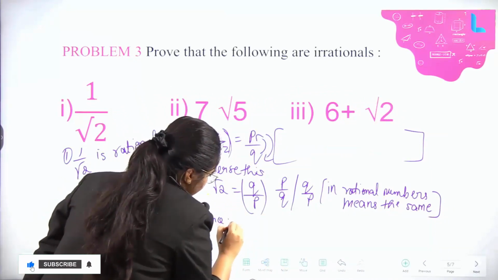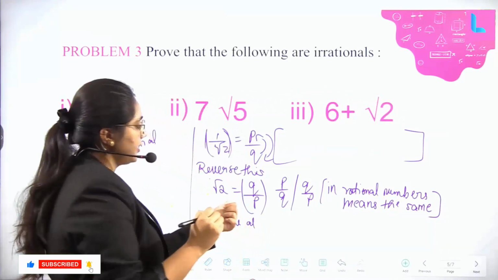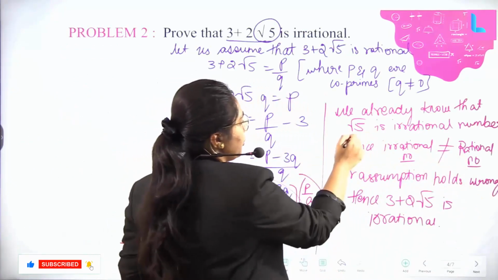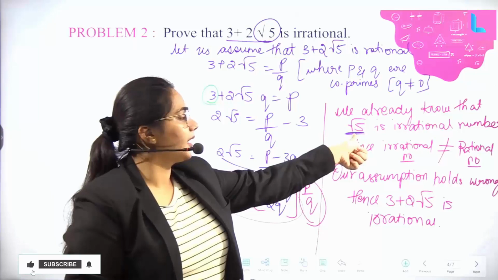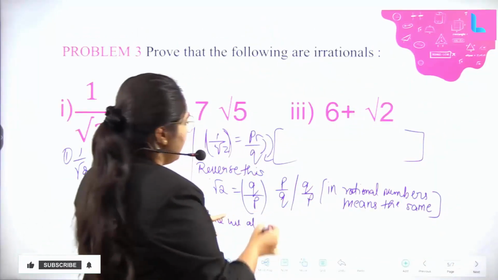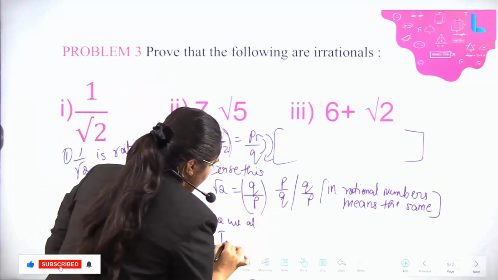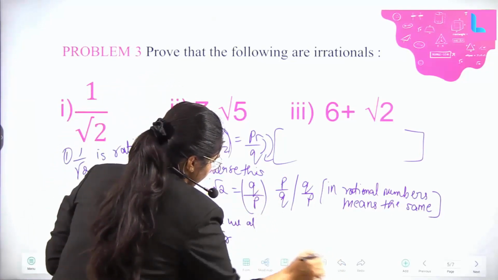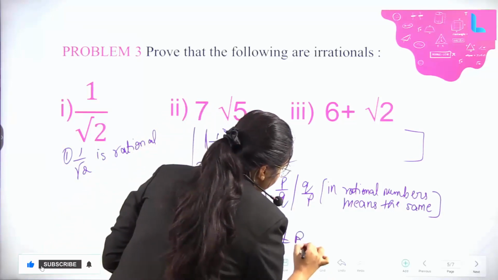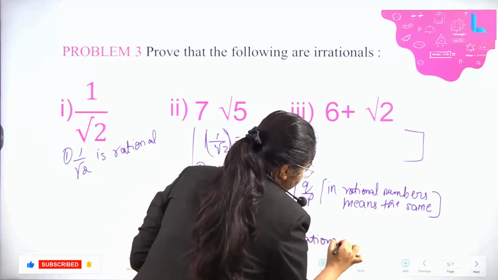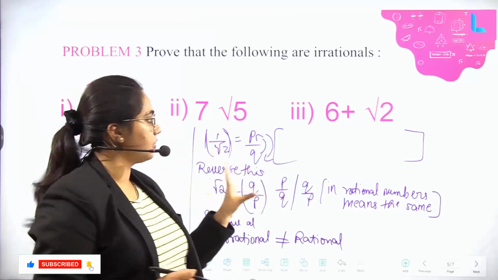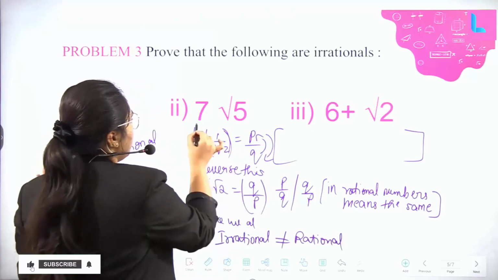Since we already know that, in the place of root 5, you'll be replacing it with root 2. Root 2 is already an irrational number, and then it is in the format of P upon Q. Irrational is not equal to rational. Hence, our assumption is wrong. Therefore, 1 by root 2 is an irrational number. Okay, this is how you have to solve.